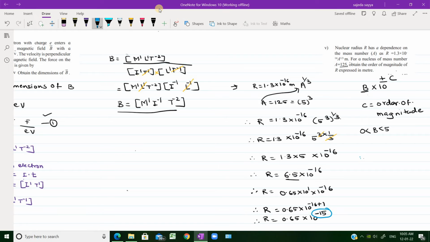Therefore, the order of magnitude of the radius of the nucleus will be 10 raised to minus 15.